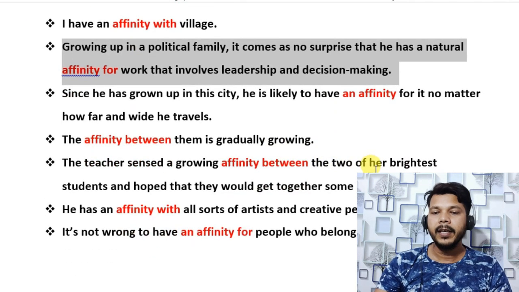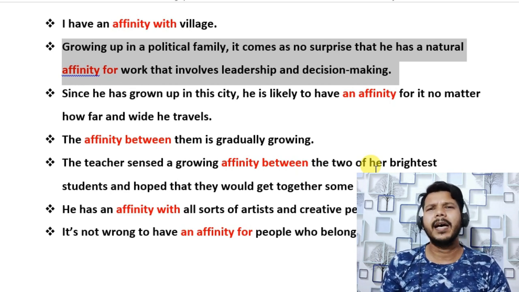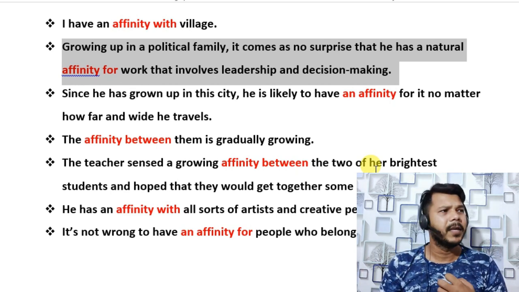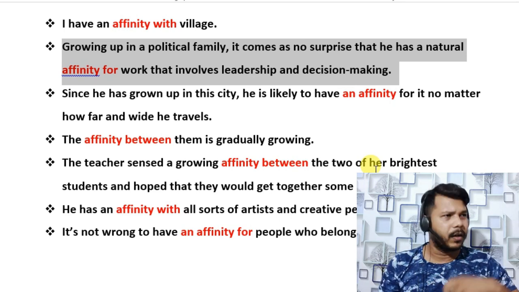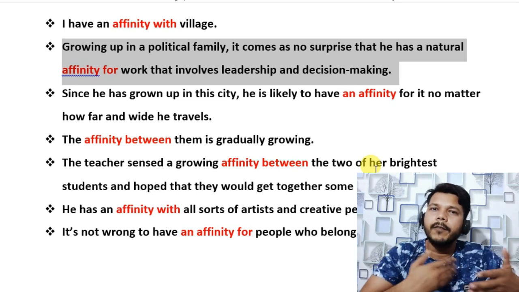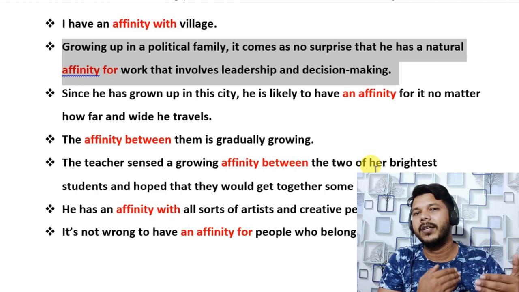If I say that I have an affinity with acting, it means I have observed the people. I know so much about acting. I always watch movies, so I have that affinity with acting, or I have an affinity for acting. Both are allowed.